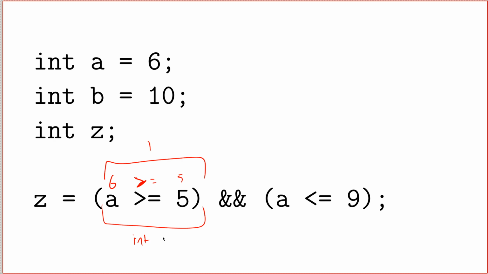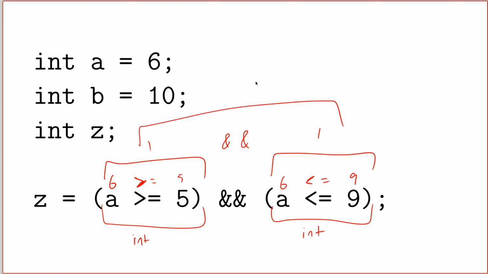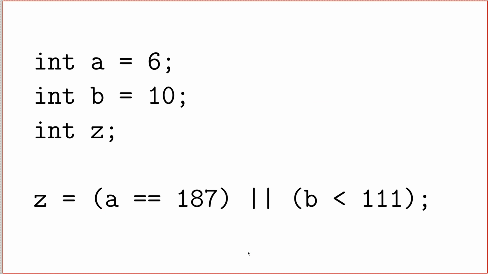All right. Is a less than or equal to 9? Okay, so is 6 less than or equal to 9? The answer to that is, of course, also yes, and it's also an int. So now I'm asking the question 1 and 1. And remember, the result of the and is true, or 1, if both of its operands are true, that is not 0. And so the answer to this is 1, and it is also an int. What comes out of an and operation is always an int.